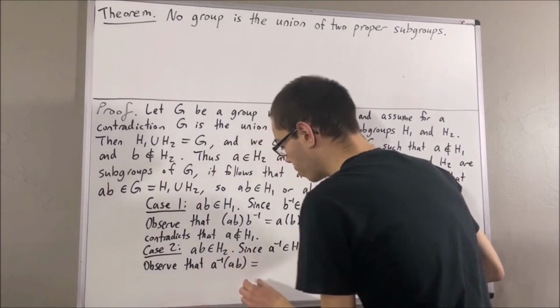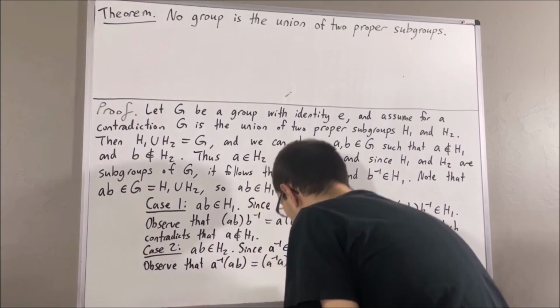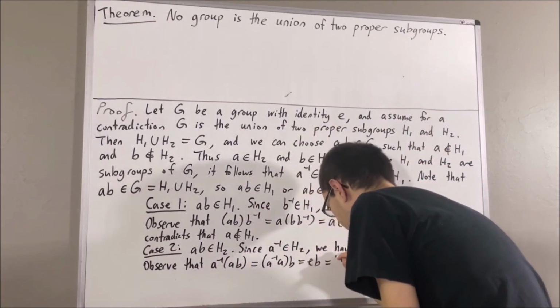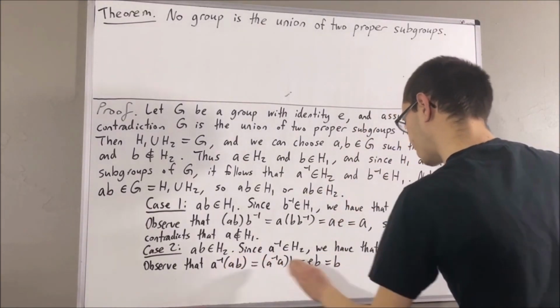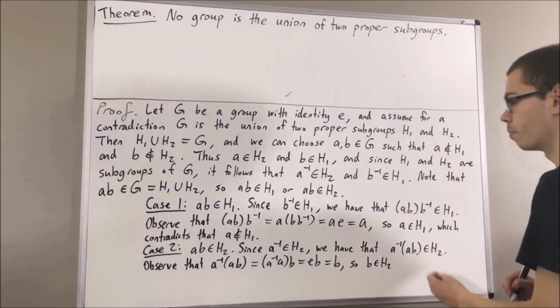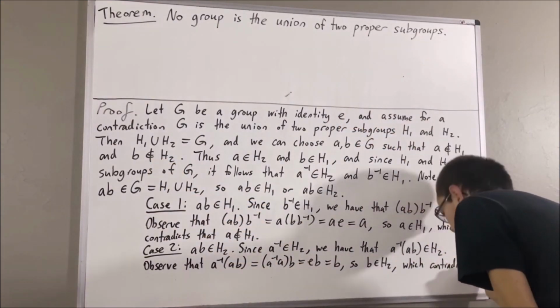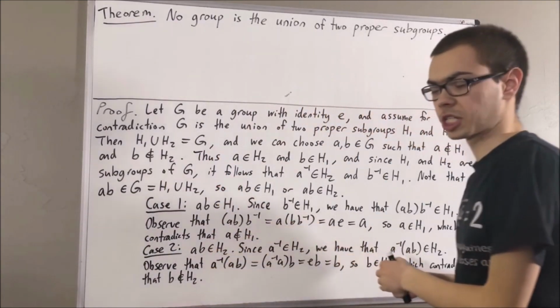Because, first applying the associative law, we can move the parentheses around A inverse A. A inverse A is equal to the identity element, and the identity times B is equal to B. So, since this is equal to B, this tells us B is an element of H2. But this contradicts the fact that B is not an element of H2. So, in either case, we reach a contradiction.